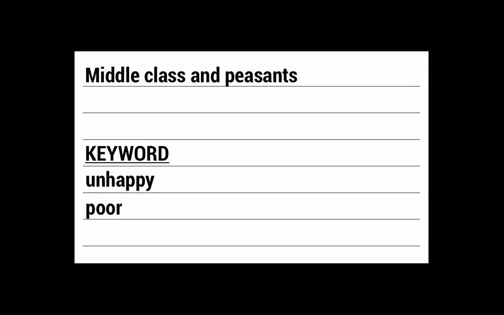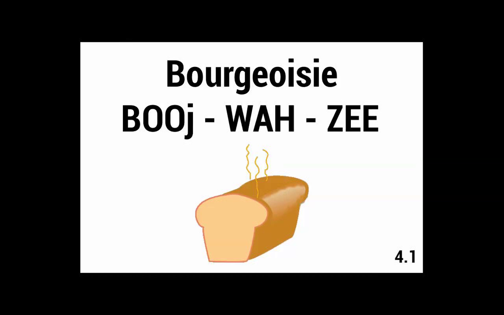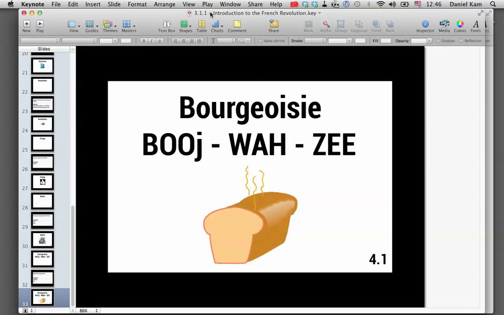Bourgeoisie are the middle class and the peasants. They were often, and this is an oversimplification, but they were often unhappy and they were poor. And if you want to draw a picture of the bourgeoisie, you could draw a picture of bread, because bread kind of represents that they were hungry, they wanted food, but they were poor, so they couldn't afford that much food. And that is a brief introduction to the French Revolution.